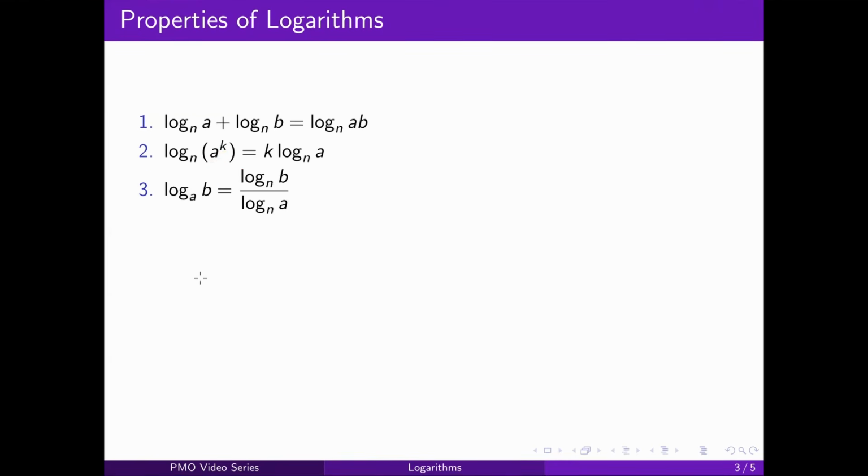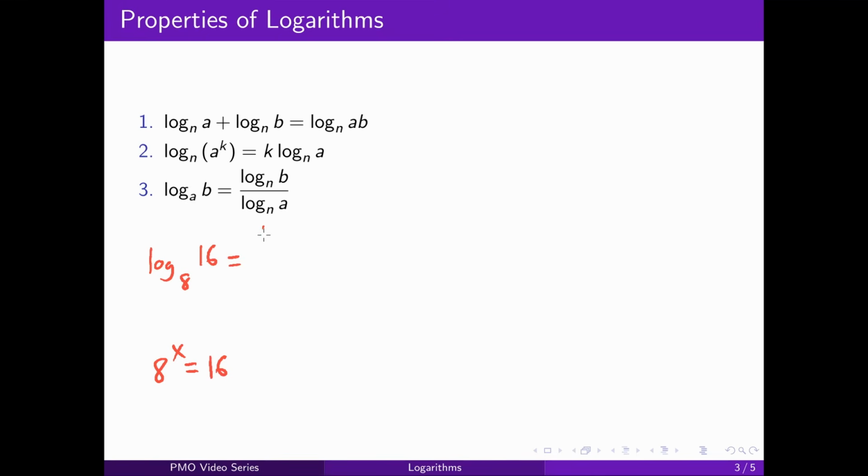And last, we have the change of base property. This is useful when you want to work in a different base. For example, let's say you have logarithm of 16 base 8. Remember, this means we're looking for the x such that 8 raised to x equals 16. Notice that 8 and 16 are both powers of 2.